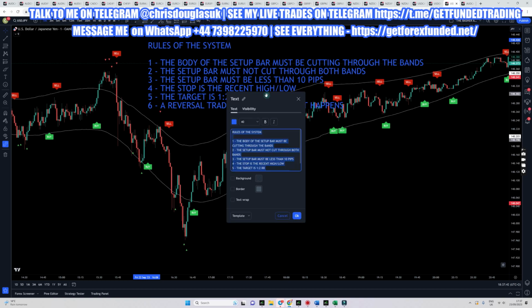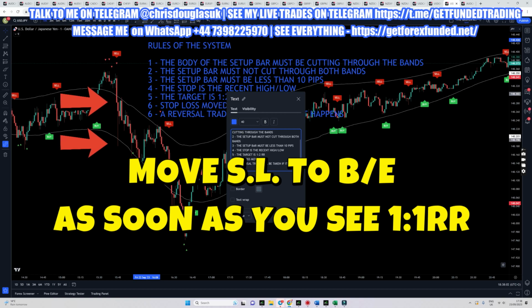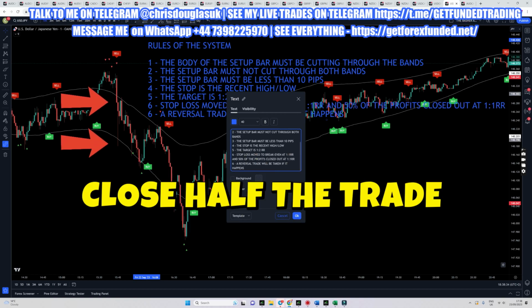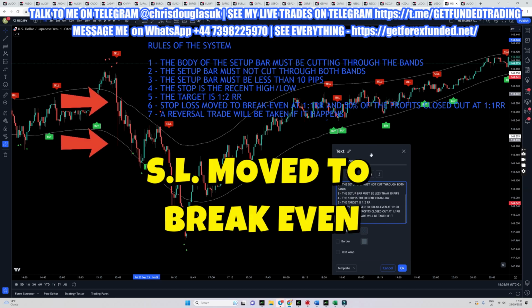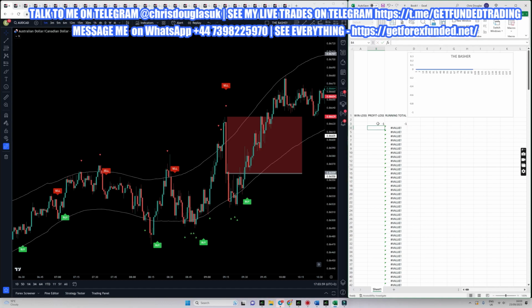The stop loss, which is above or below the swing high or low, should be moved to break even as soon as there is 1-to-1 profit in the trade, and at this time close half of the position to guarantee locking a profit. The stop loss will then be moved to break even. What you are now going to witness is the entries on all of the 28 currency pairs.